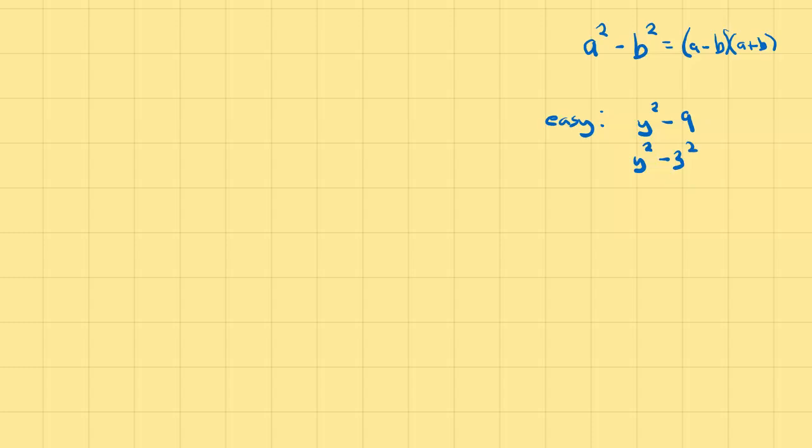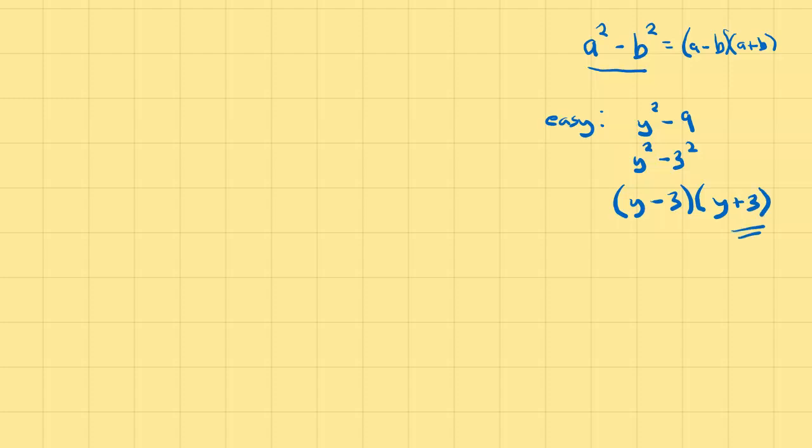Okay, and now you can see how this looks against the formula. We have a squared minus b squared. And so you can think of the y in y squared, the y is the a, and the 3 is the b. So then you can just substitute those into the formula and just say, okay, well, that's going to be y minus 3, y plus 3. Okay, and so we're done with that one.